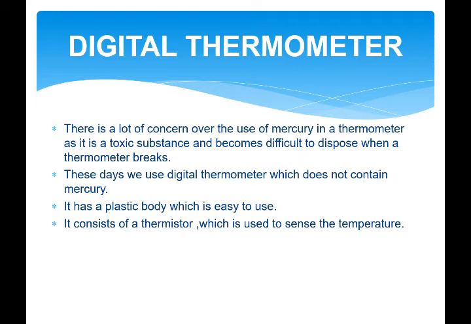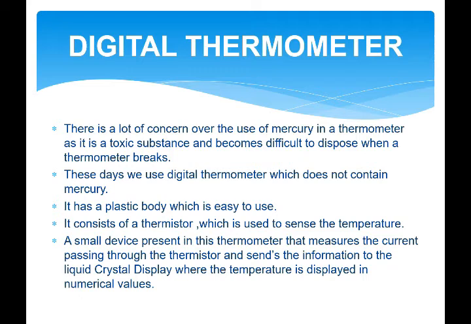It consists of a transmitter which is used to sense the temperature. A small device present in this thermometer measures the current passing through the thermistor and sends the information to the liquid crystal display, where the temperature is displayed in numerical value. In this figure, you can see the liquid crystal display easily, where the normal human body temperature is displayed.